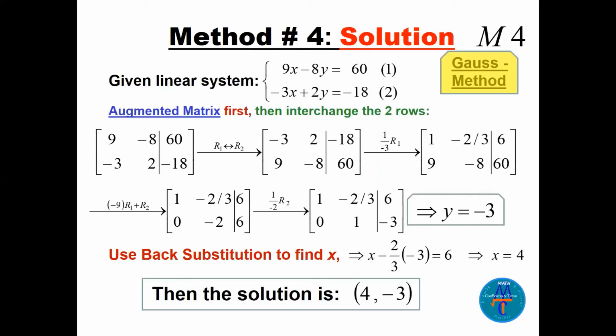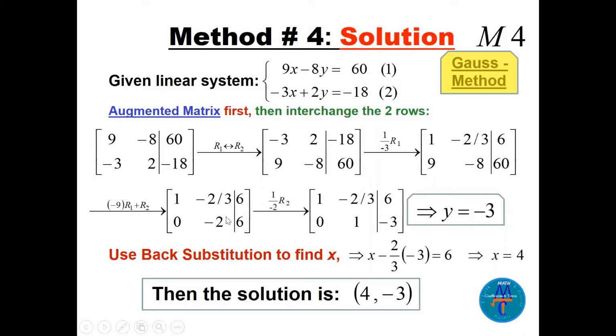So let's multiply now. Minus 9 times this one, add to this, you get 0. Minus 9 times minus 2 over 3, just do it on your paper. You will get 6. Add to minus 8 down, you get minus 2. Minus 9 times 6 is minus 54, add to 60, you get 6 also.